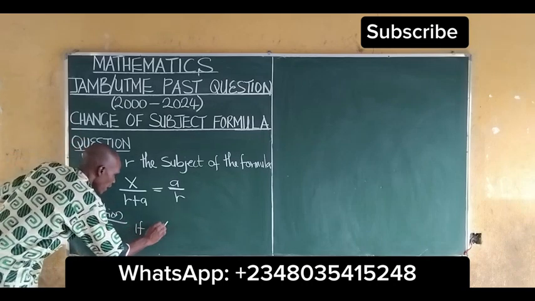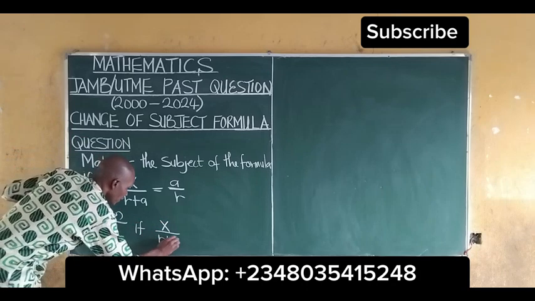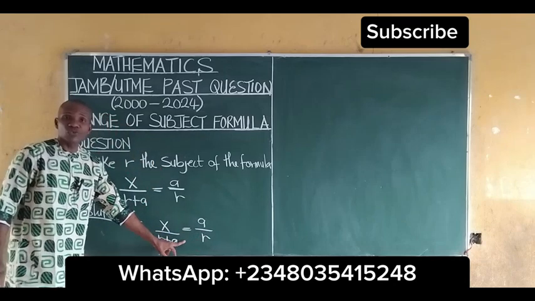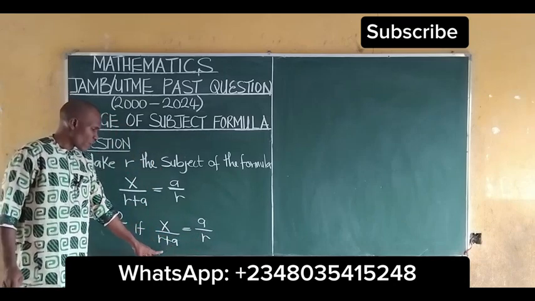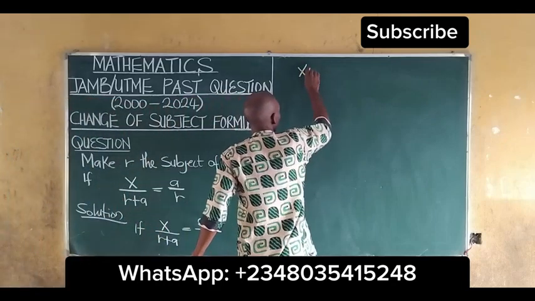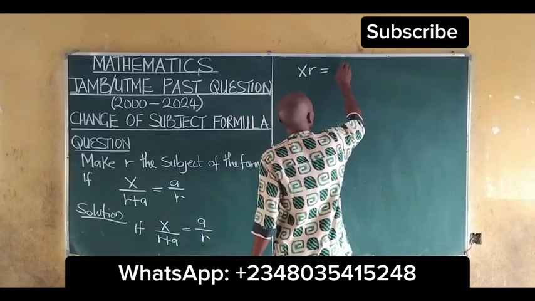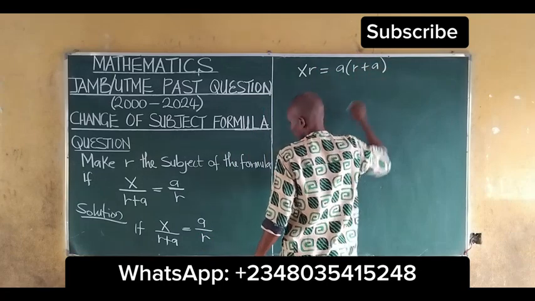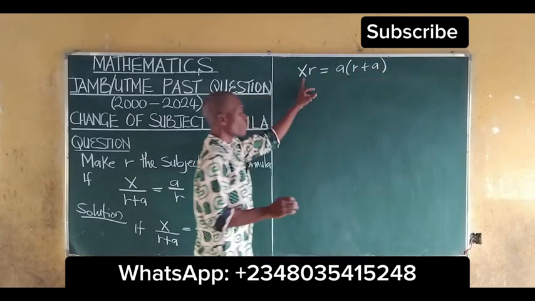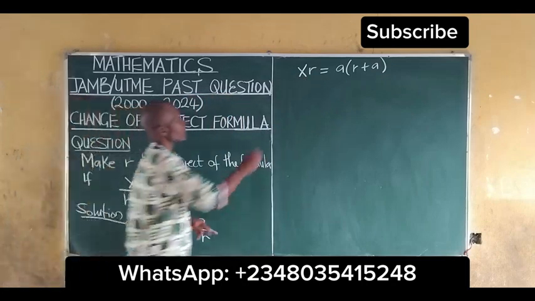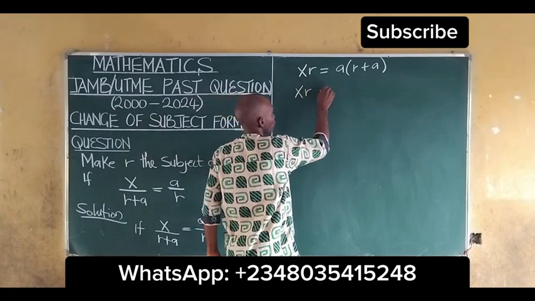Solution. If x all over r plus a is equal to a all over r, the next thing to do is to cross multiply. If we cross multiply, we'll have xr equal to a into r plus a. So this is what we get once we cross multiply from the given question. Now we have xr to be this.